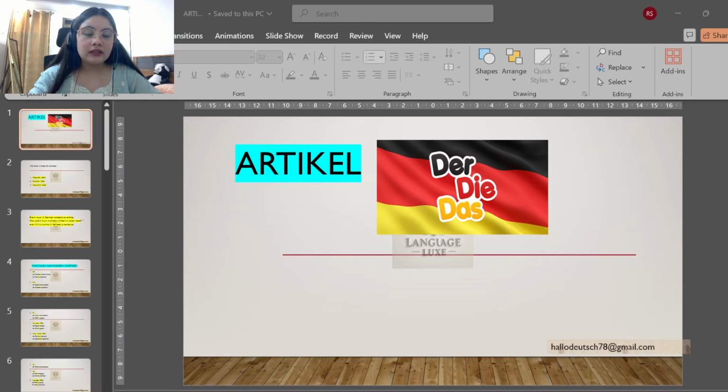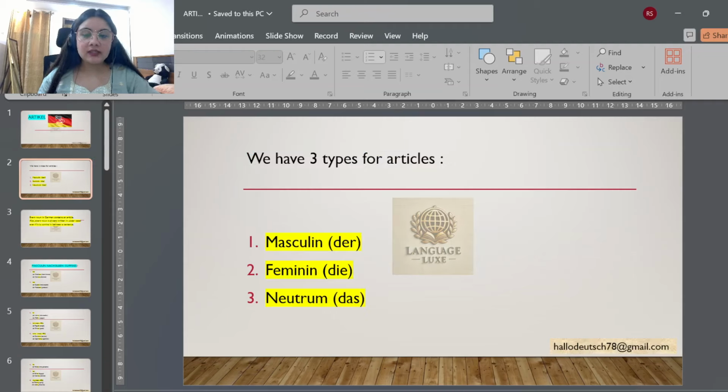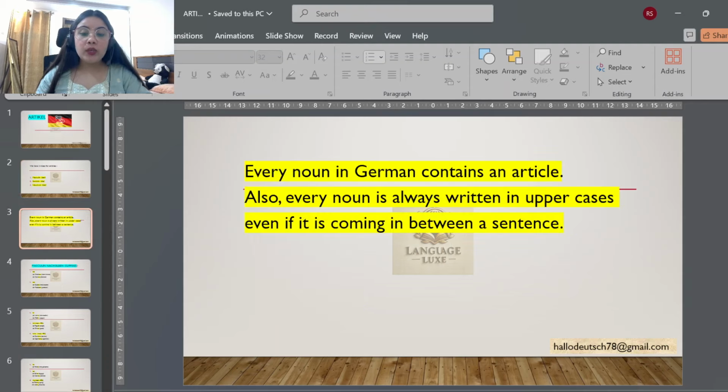So what is an article? Articles are basically, can you see this? Der, die, das, these are articles. Now, what do they denote? We have three types of article: der, die, das. Der is for masculine, die is for feminine, and das is for neutrum. Neutrum is neutral. Now we are going to learn how we identify them, and when we use these articles.